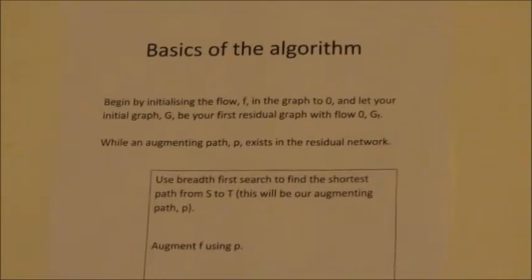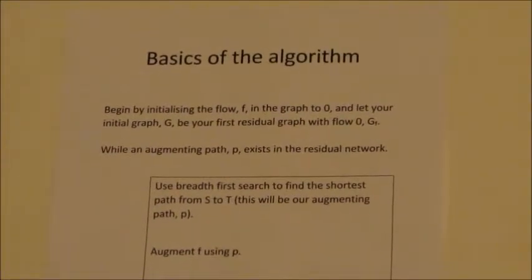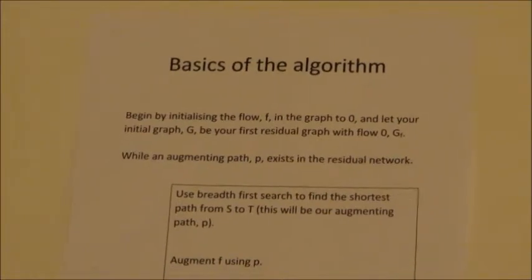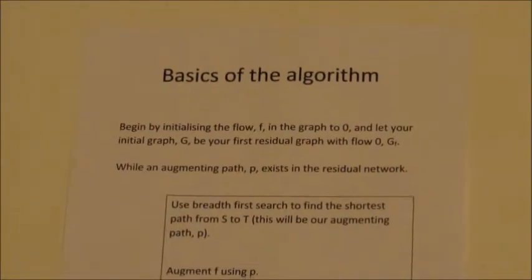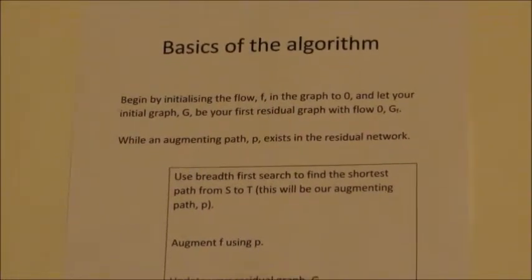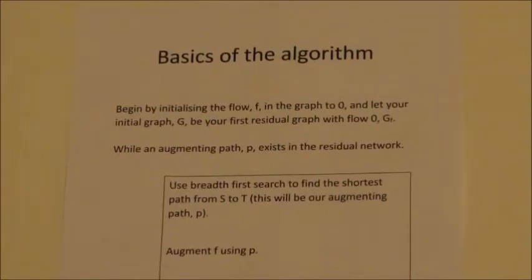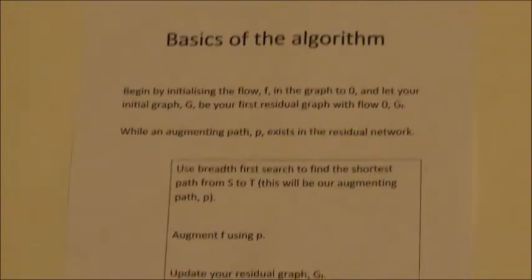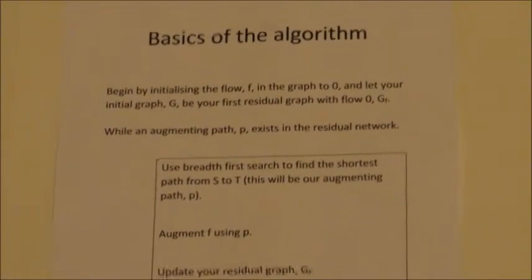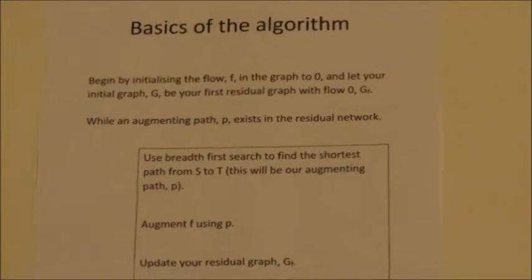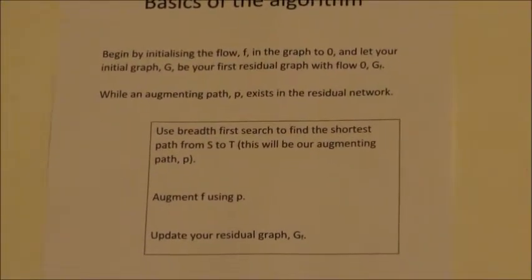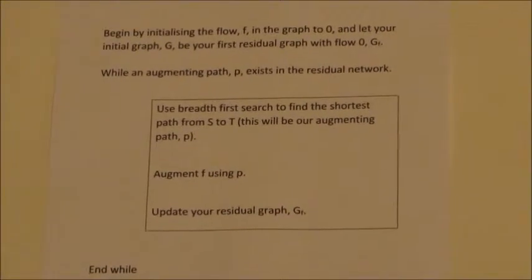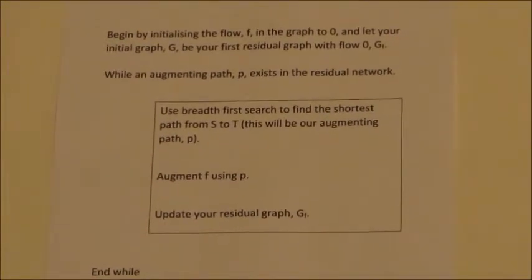Okay, so now we're going to look at the basics of the algorithm and basically explain how it works. So we begin by initializing the flow f in the graph to 0, and we let our initial graph that we're given basically be our first residual graph with flow 0, and then we perform this while loop. So while there's an augmenting path in the residual network, we first use breadth first search to find the shortest path from S to T, and this will be our augmenting path P. Then we augment f using P, and then we update our residual graph.